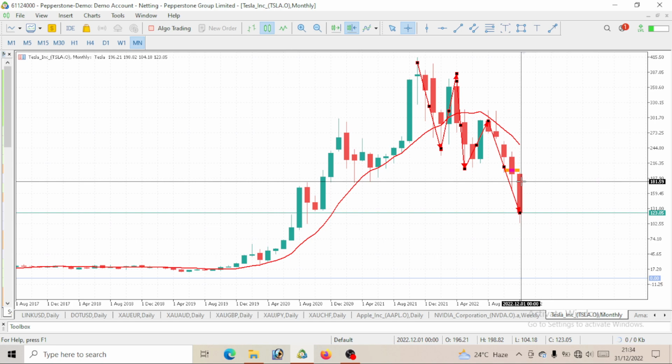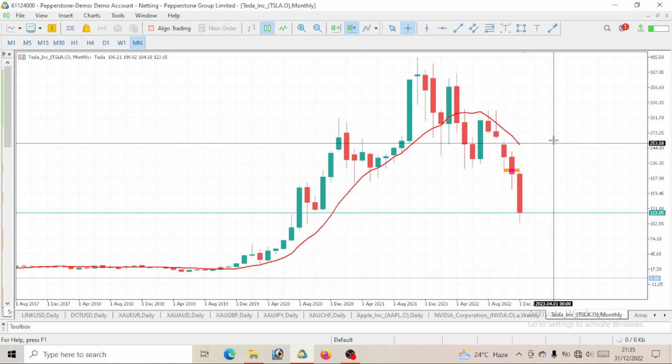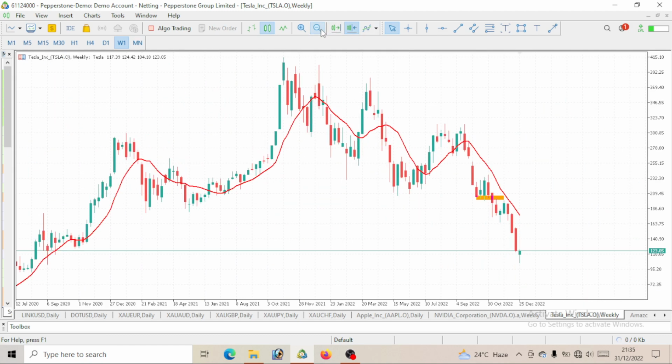So have it in mind that when we get to the next year, which is the next month, we would also expect our price to actually open and close bearish. So above all, overall, we will be expecting a bearish move on this our Tesla, by the way. So that should now take us to the weekly time frame.